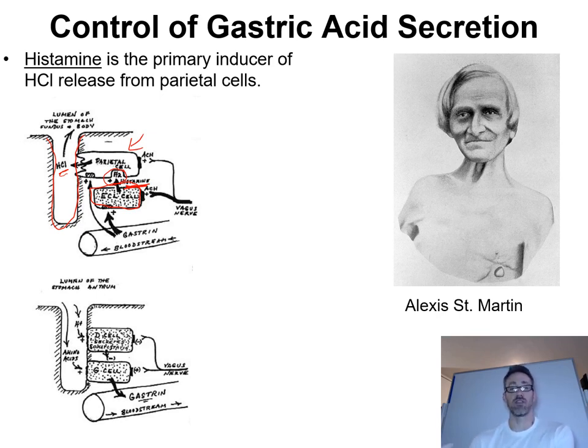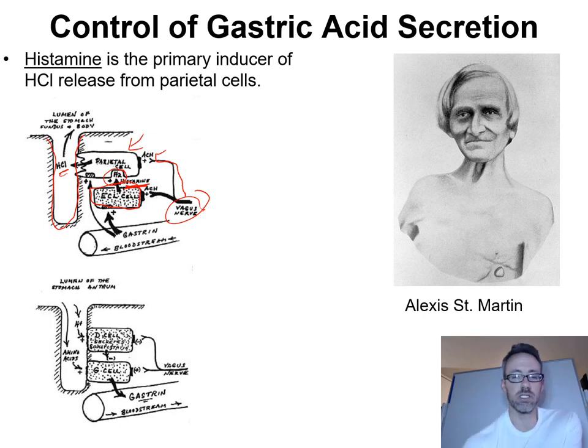But in addition, the vagus nerve stimulates rest and digest. And so you can see the vagus nerve over here. The vagus nerve can actually directly stimulate the parietal cell, although that's not the main way in which it does this. It primarily stimulates the ECL cells, which is why you see it a little bit thicker there. It'll stimulate the ECL cells to release more histamine, which will stimulate the parietal cells to produce hydrochloric acid.